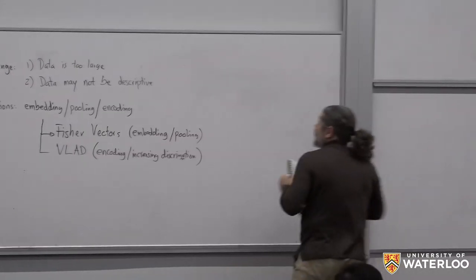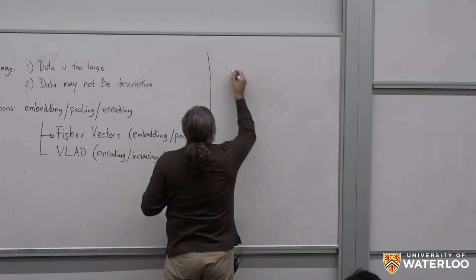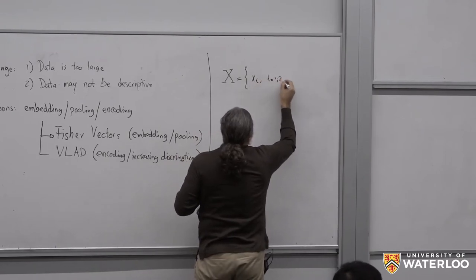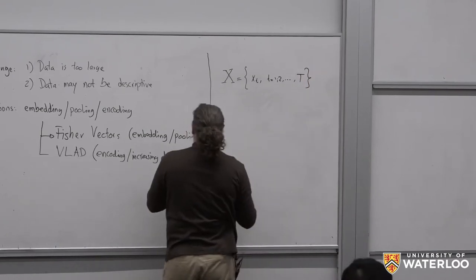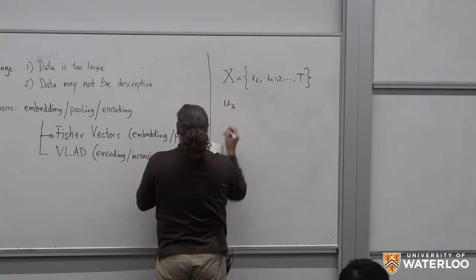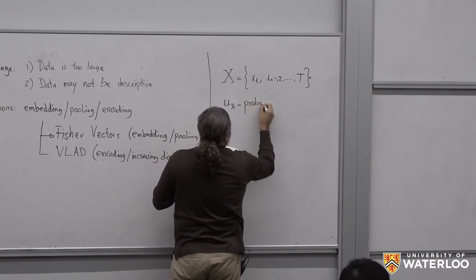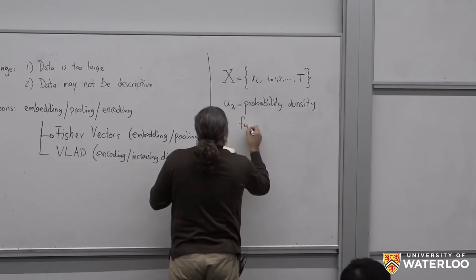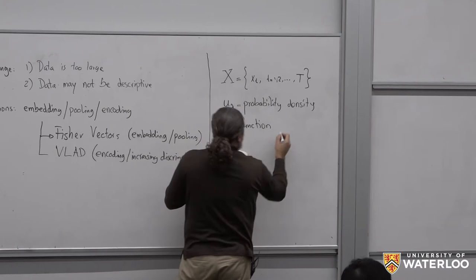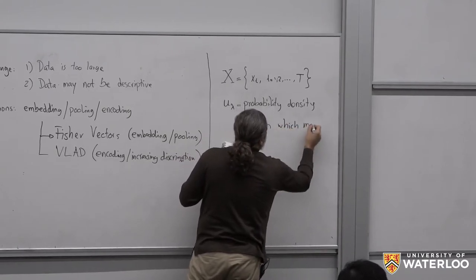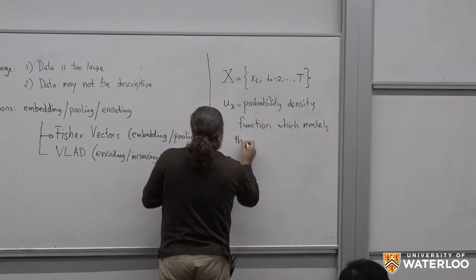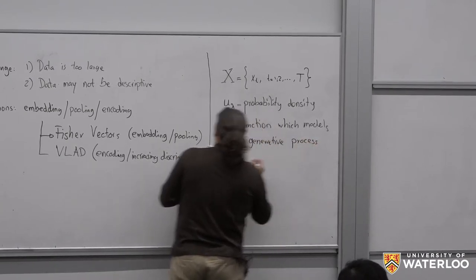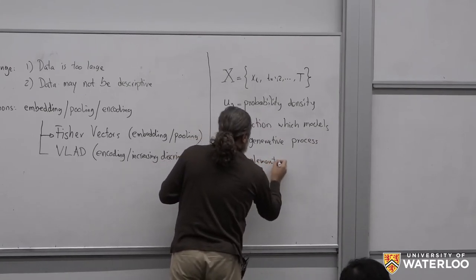Okay. So let's say we have our data set X, which is the set of X_t, and t goes from 1 up to capital T. And then we have u_lambda being a probability density function, which models the generative process of elements of X.